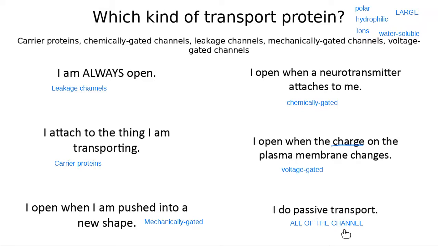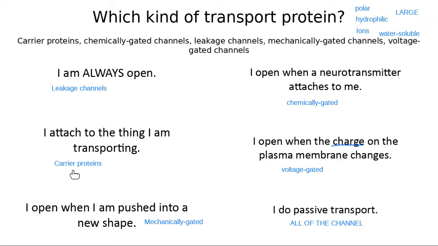Channel proteins can only do passive transport because they never attach to what they're moving. What they move always goes from high to low. If we go back here to our statement about carrier proteins, we said that carrier proteins attach to what they're moving. If a carrier protein attaches to what it's moving, that's going to give it the chance to spend some energy to move it the wrong way.